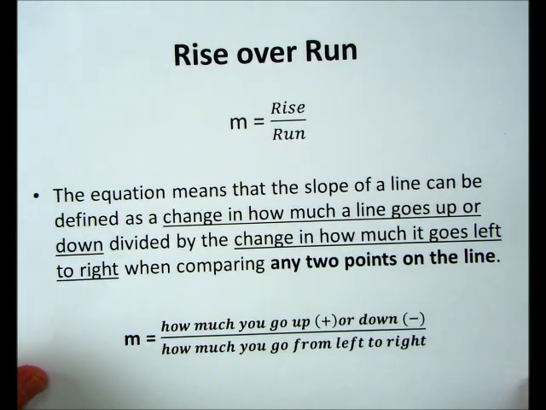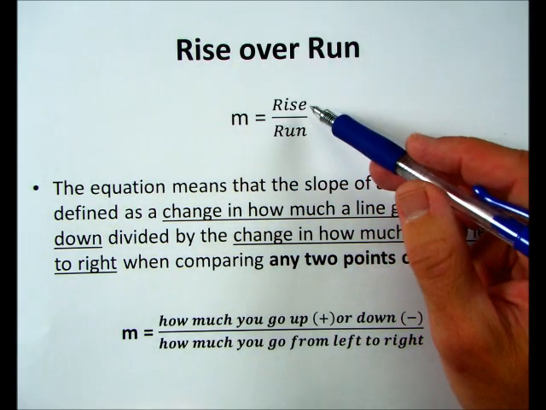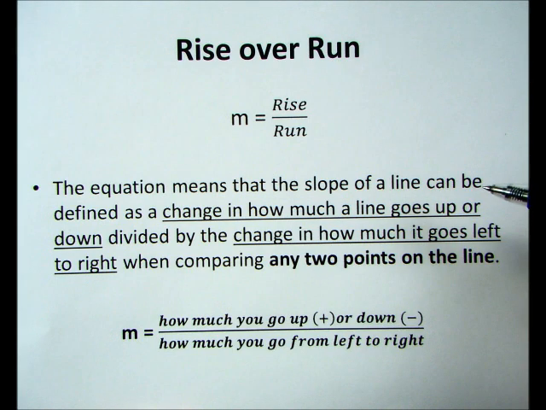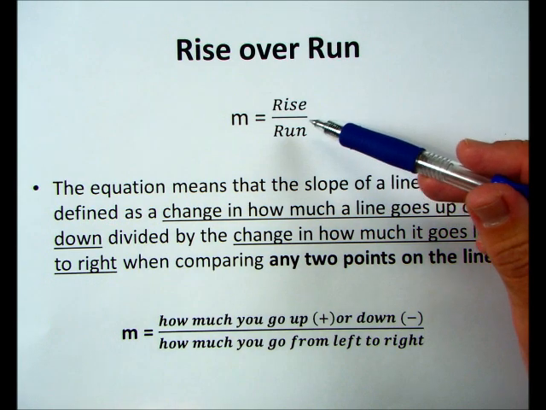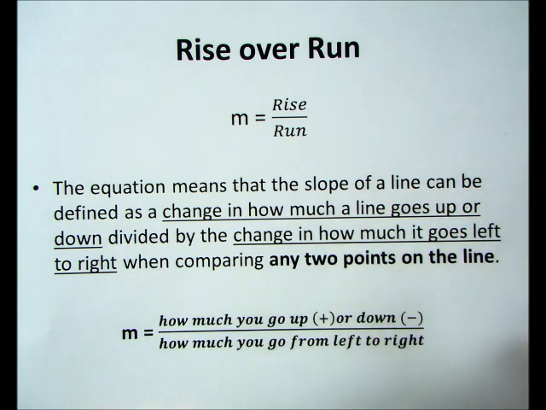All right. So rise over run. Again, this is the slope. That's what M stands for, slope. And the equation means that the slope of a line can be defined as a change in how much a line goes up or down divided by the change in how much it goes left to right when comparing any two points on the line. So again, how much you go up or down. Notice that up is positive, down is denoted as a negative, and how much you go from left to right.